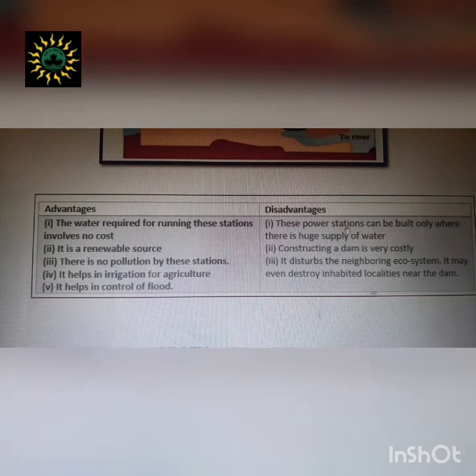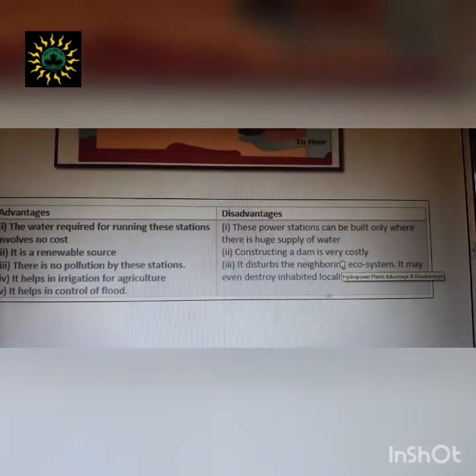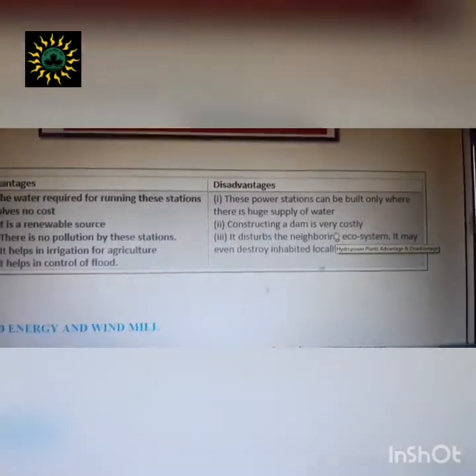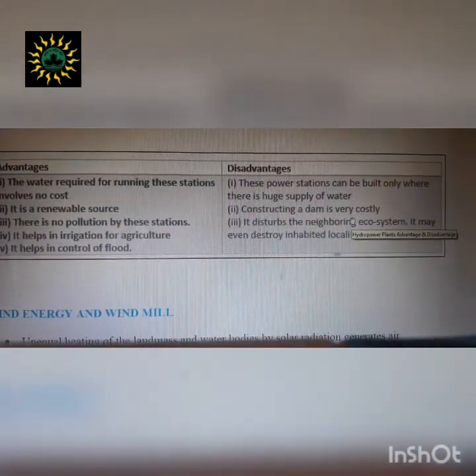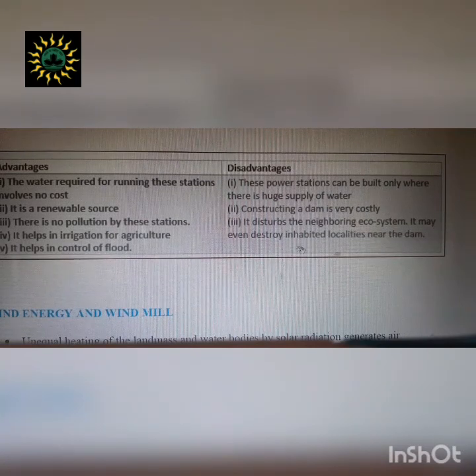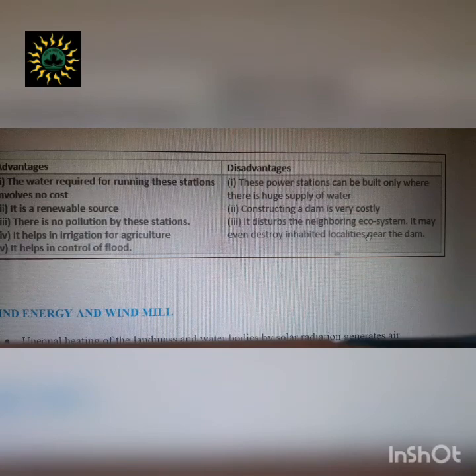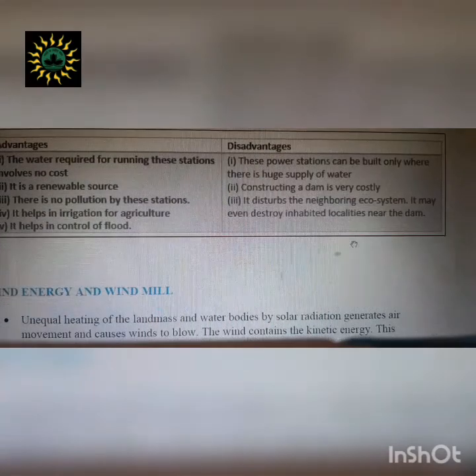So now disadvantages, what are the disadvantages? These power stations can be built only where there is a huge supply of water. Okay, now constructing a dam is very costly, and it disturbs the neighboring ecosystem. Okay, it may even destroy inhabited localities near the dam.